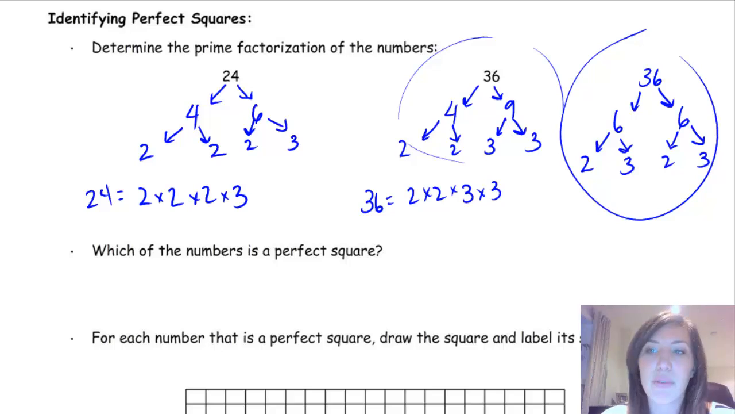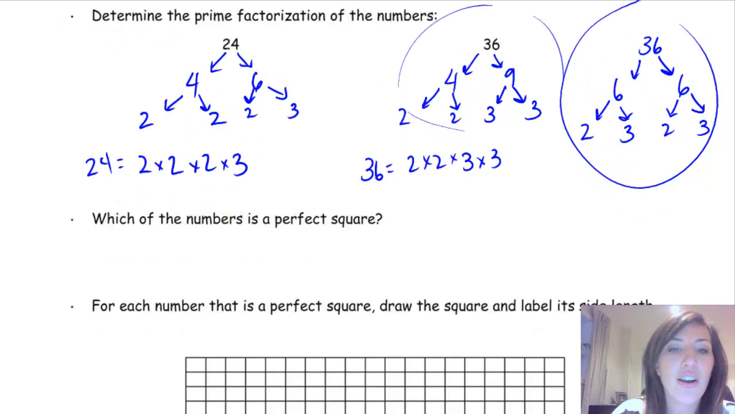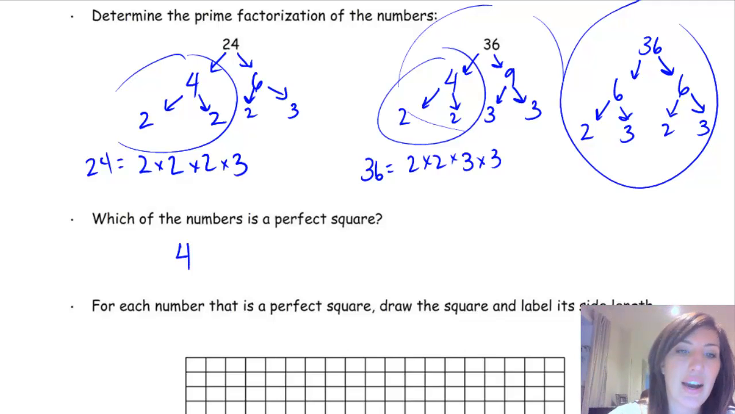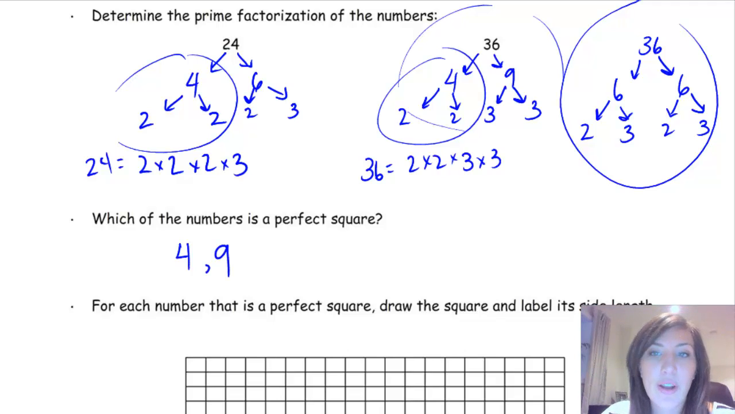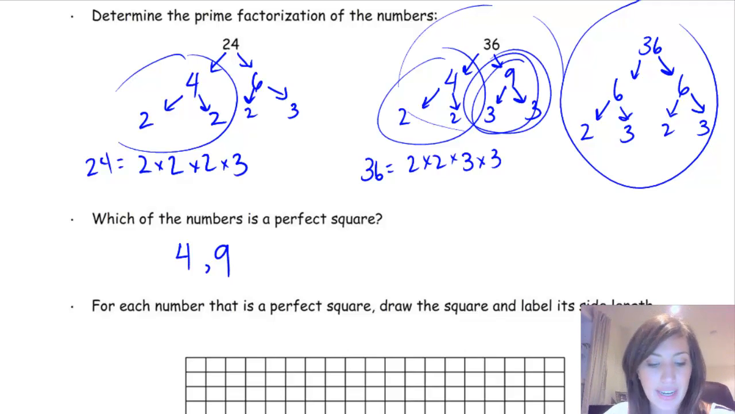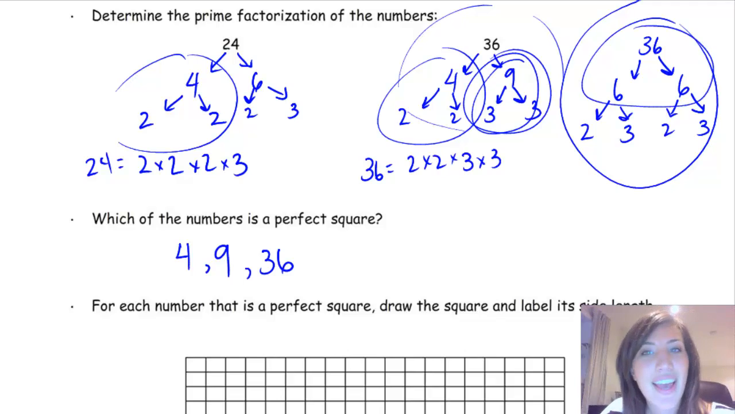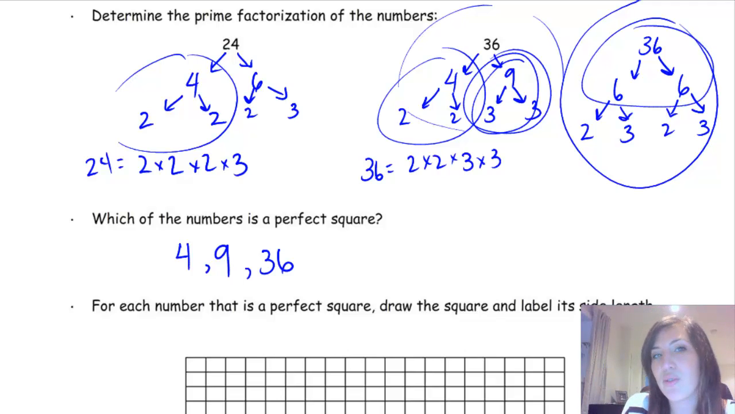So which of these numbers listed here are perfect squares? Well, we know that 4 is a perfect square. 2 times 2 is 4. We see that here. We also know that 9 is a perfect square. We see that here. The same number multiplied by itself. 3 times 3 equals 9. And we see in our extra example that 36 is a perfect square because 6 times 6 equals 36. Whenever you use the same number times the same number, then you get an answer that would be a perfect square.